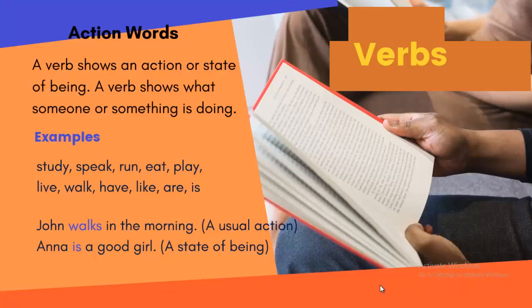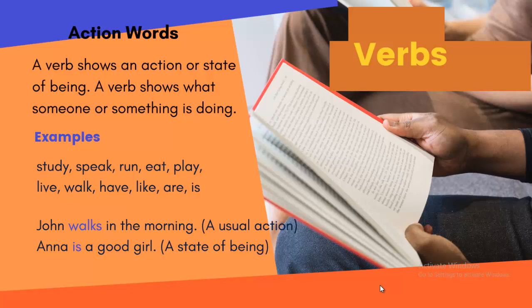A verb shows an action or state of being. It shows what someone or something is doing. For example, study, speak, go, swim, etc. are the verbs or action words. The verb is the main word in a sentence. No sentence can be completed without a verb. So it's the main pillar of a sentence.